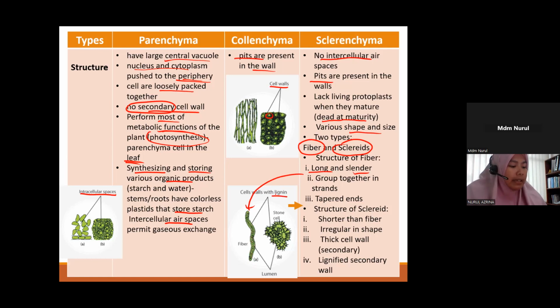The wall is lignified, right? And it is in the form of groups. So usually fibers are grouped together in strands, as if in a bunch, and have tapered ends, meaning the ends of the fibers are rather pointed. As for sclerite, sclerite is shorter compared to the fiber, having an irregular shape and a thick secondary wall. And the secondary wall is lignified.